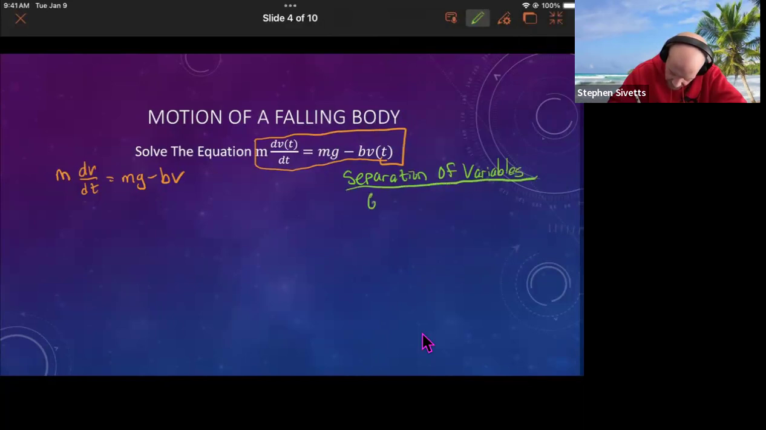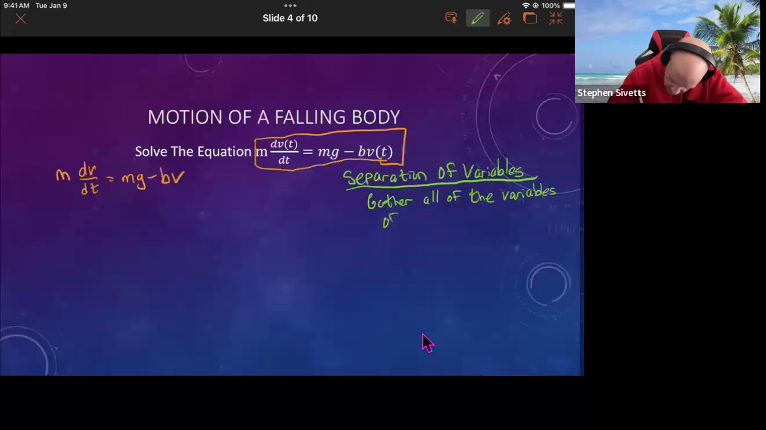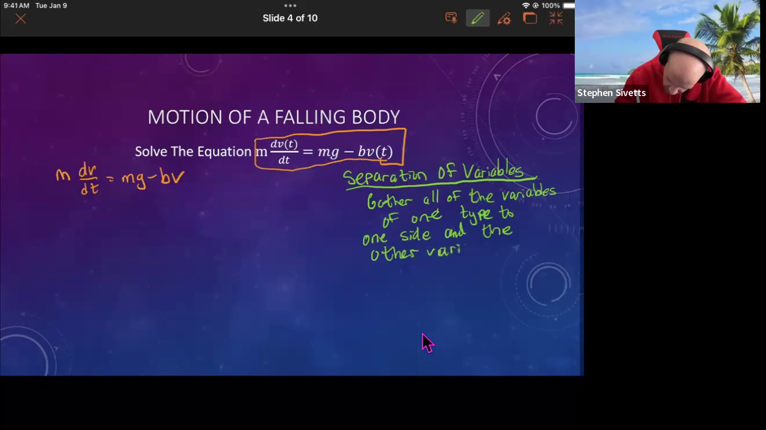The primary goal is to gather all of the variables of one type to one side and the other variable to the other side of the equation.